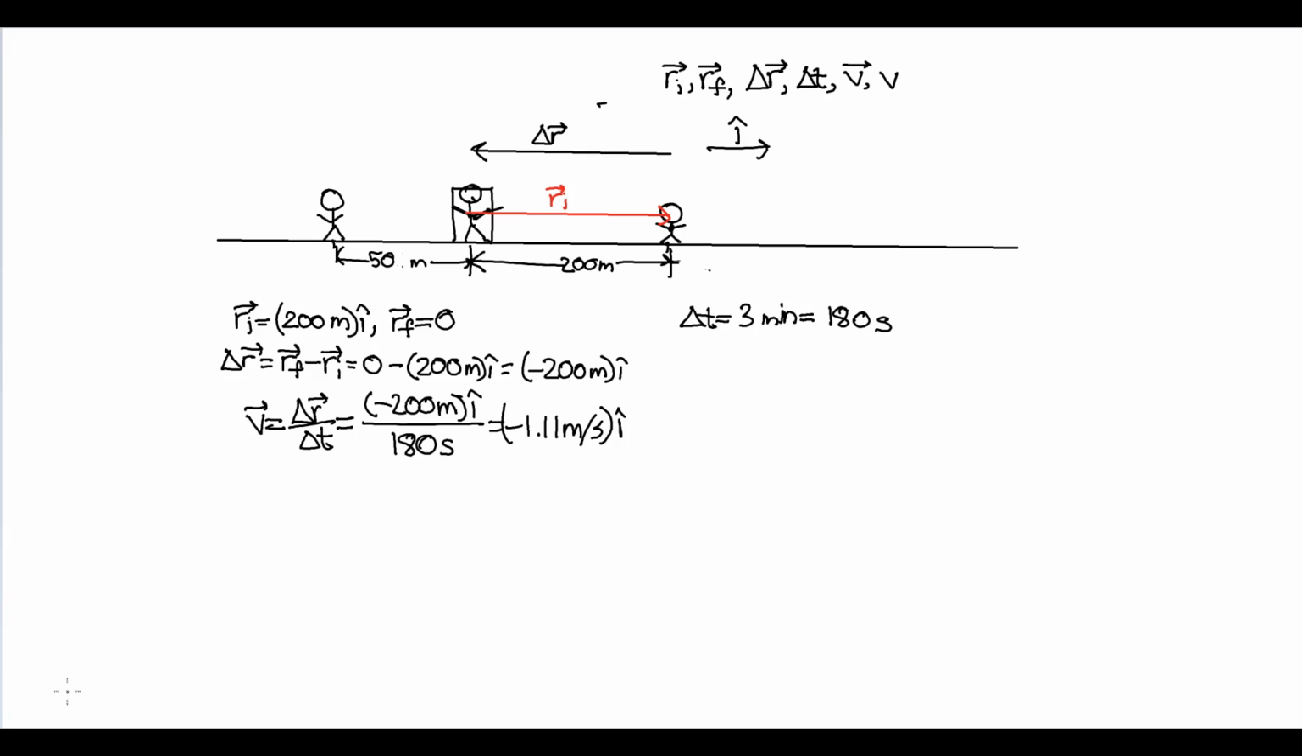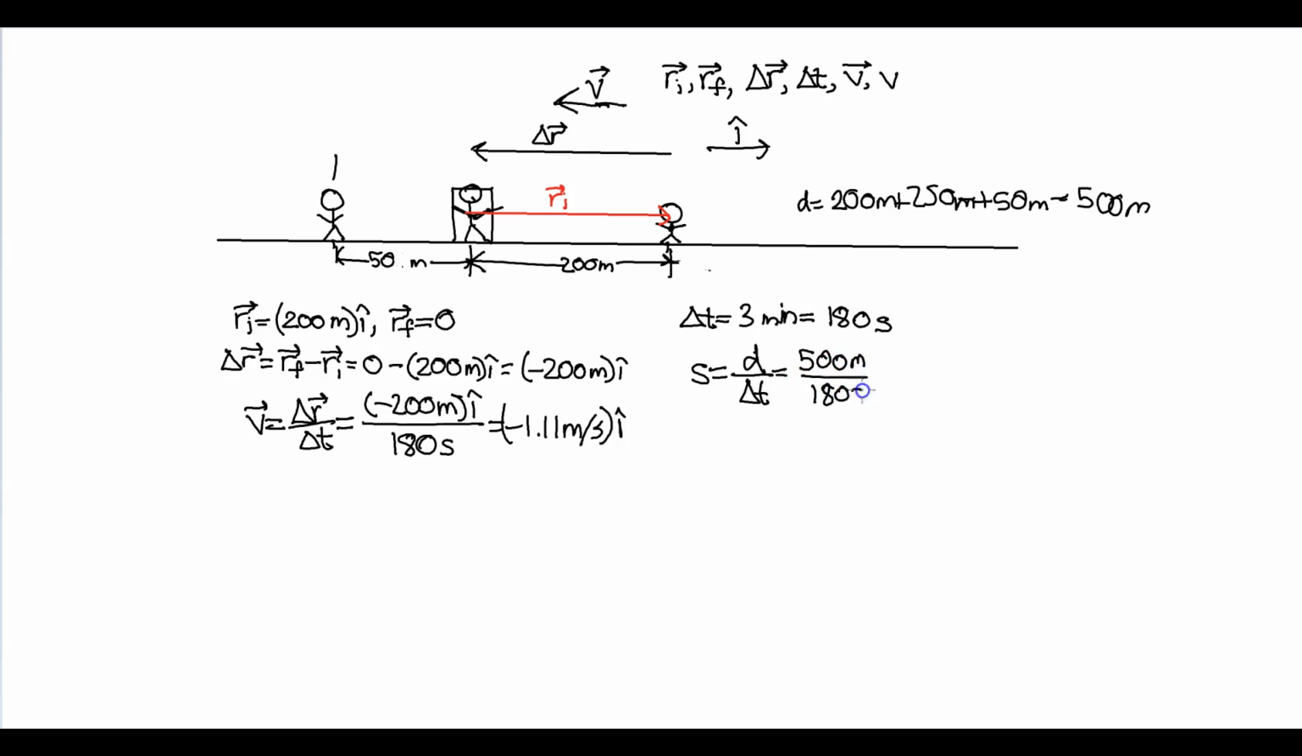And what is our average speed? Our average speed is equal to our distance over our time interval. What's our distance? Well, we went 200 meters. We went a total of 250 meters to reach our second position. And then we went 50 meters more. So we have 200 plus 250 plus 50 equals 500 total meters of travel, over 180 seconds. And what do we get as a result? We get about 2.78 meters per second. That is our average speed.